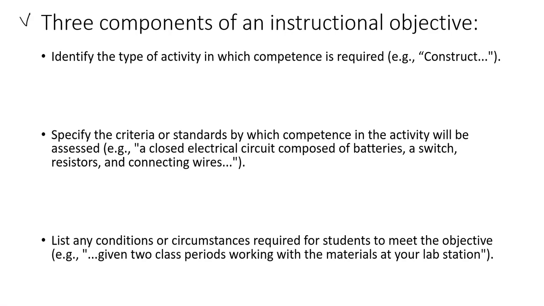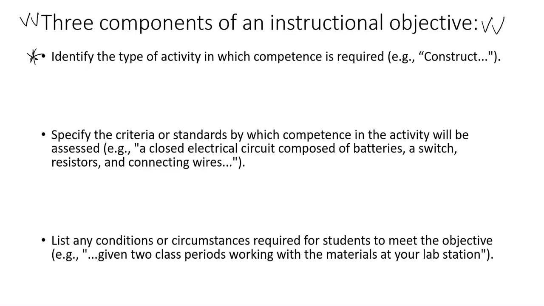Now, when writing down objectives, you really think about the components that an objective is going to have. It depends on a specific type of objective that we use a lot. You will see that other objectives may not have these three components. But generally, in your objective, you need to be able to identify the type of activity in which competence is required.